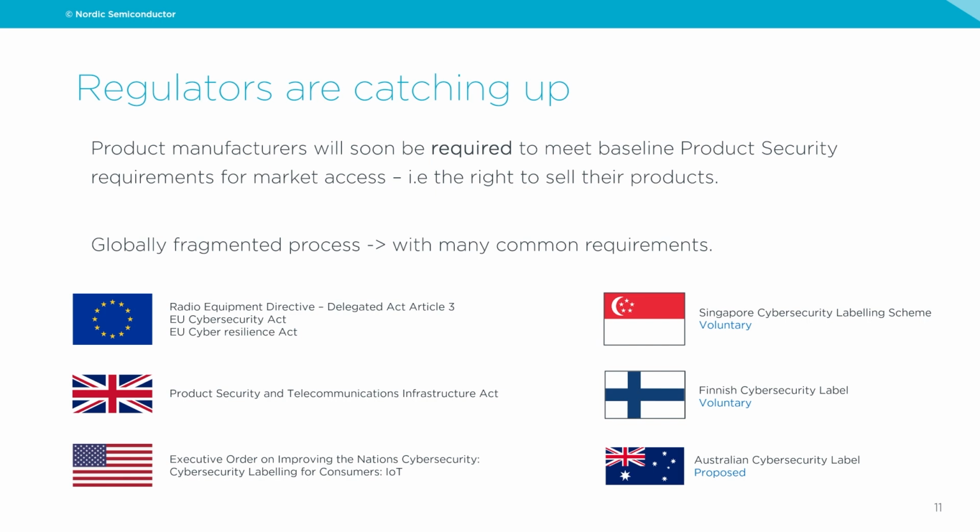But even though it's fragmented, Singapore and Finland, for example, have bilateral recognition of these labels. So if you meet the requirements in either one of these countries, it would be recognized in the other one, and vice versa. And Australia also has an Australian cybersecurity label that is currently being proposed.